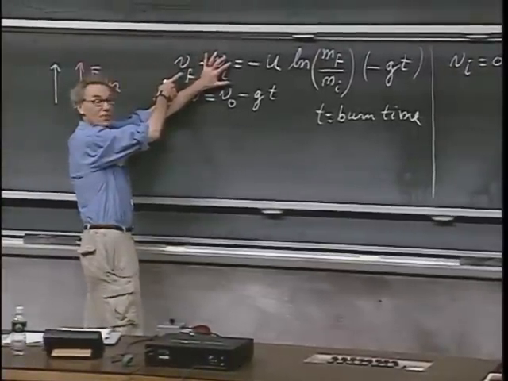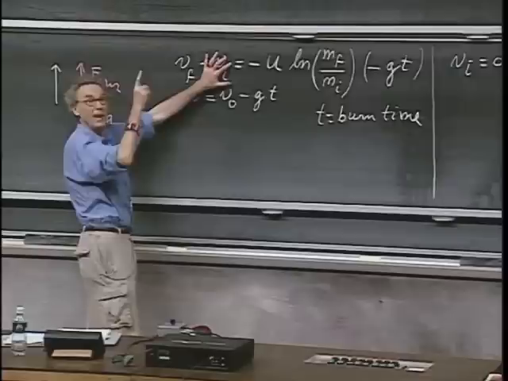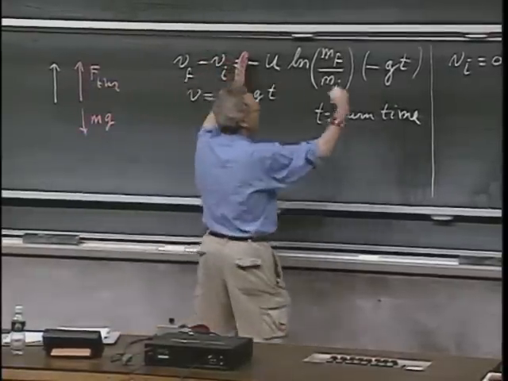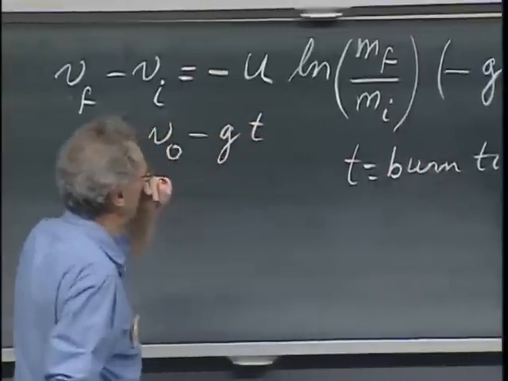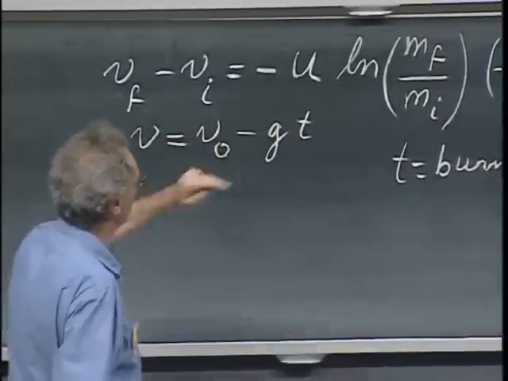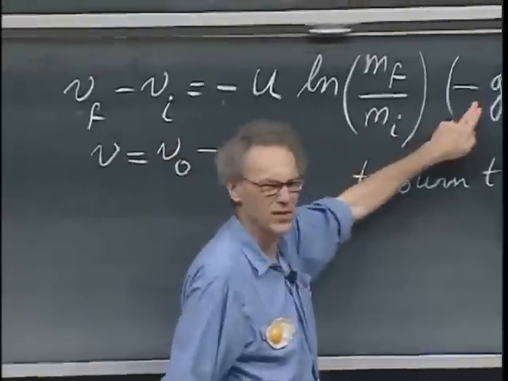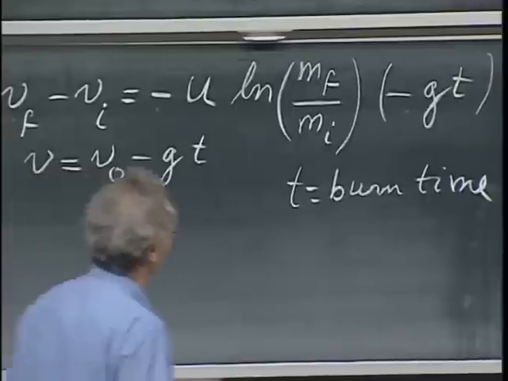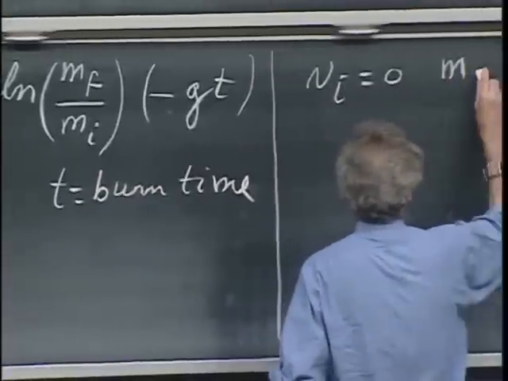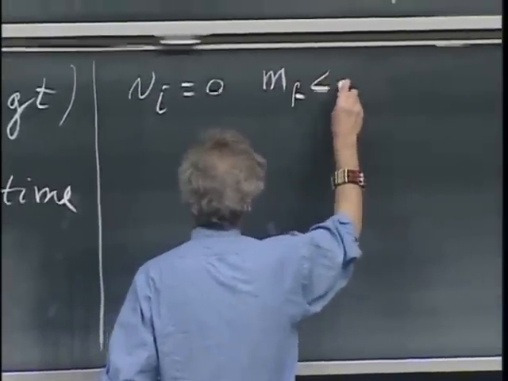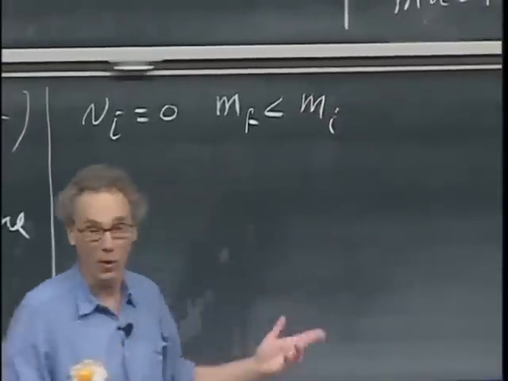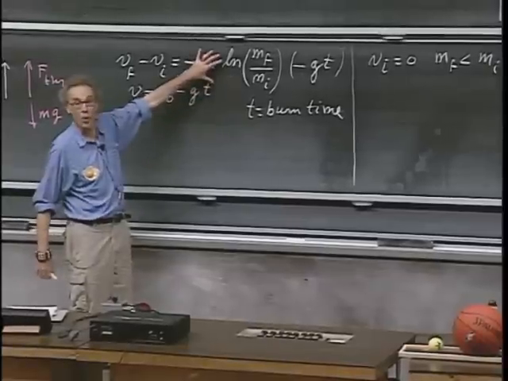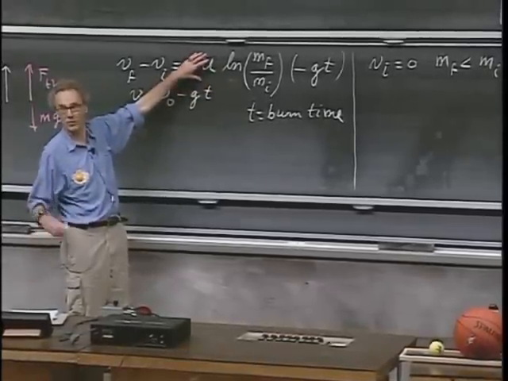Now, if we want this final velocity to be anything physically meaningful, a positive number, this thing has to come out positive. And you will say, well, how can that be? Because we have a minus sign here, and we have a minus sign there. How can that ever become positive? Well, don't forget that the final mass is always smaller than the initial mass because you burn fuel. And so this logarithm is always going to be negative. And so this term is always going to be positive if you burn any fuel.